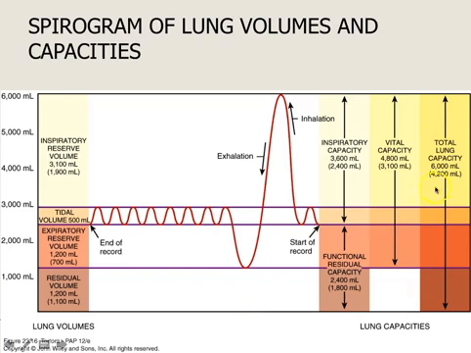And then total lung capacity is everything we could breathe in and out, that vital capacity, plus that extra little bit that's still staying inside of us. That's total lung capacity, and that's where that 6,000 milliliters came from before.